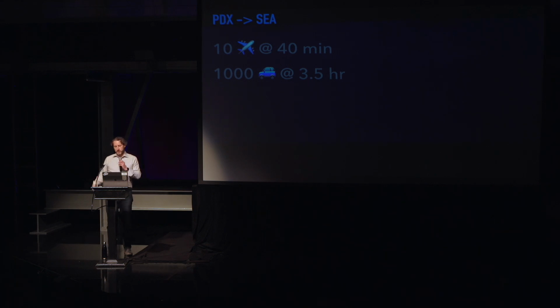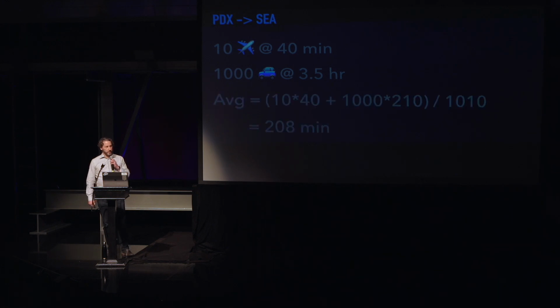So let me ask a question. How long does it take to get from Portland to Seattle on average? So we could do the math like this, and it tells us that the average time for that trip is just 2 minutes less than 3.5 hours. But if you think about that, that doesn't feel quite right.